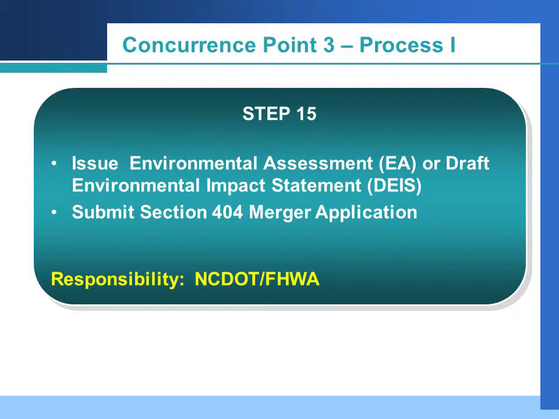NCDOT will revise the environmental document based on these comments or consult with FHWA to resolve any issues prior to formally issuing the document. At the same time, NCDOT will also submit the 404 permit application to the U.S. Army Corps of Engineers. This starts the U.S. Army Corps of Engineers public notice process. It also provides an avenue to identify on-site mitigation opportunities.